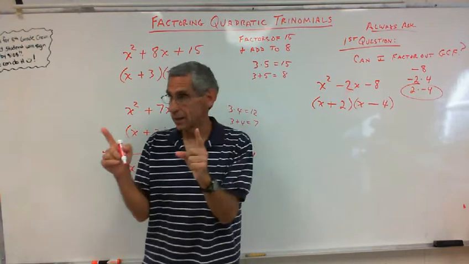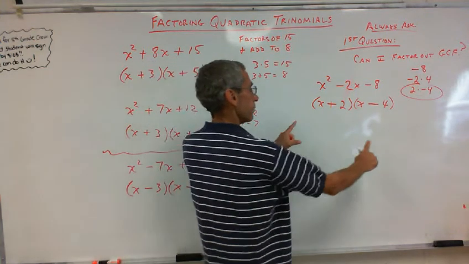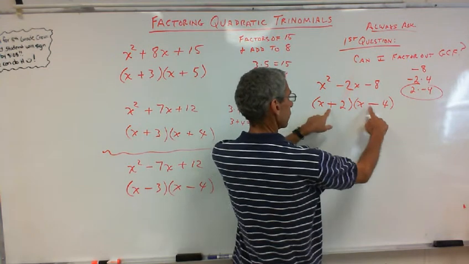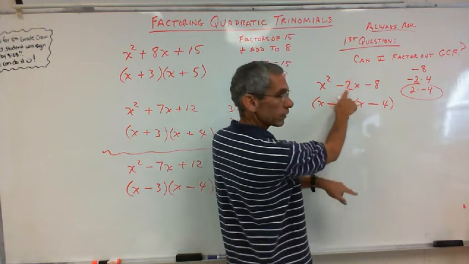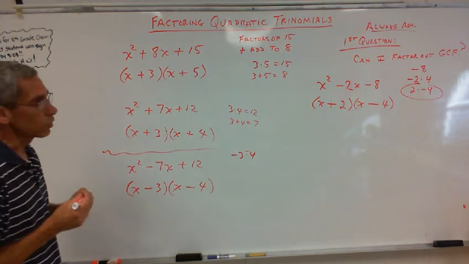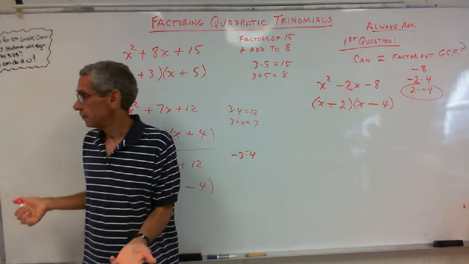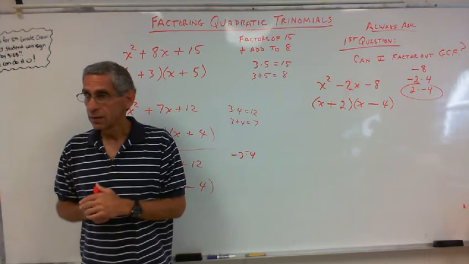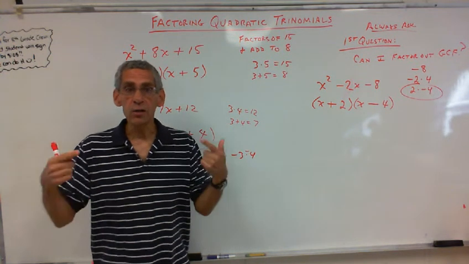And now I'm going to check it. Negative 4x plus 2x is negative 2x. That's correct, right? So they're really easy. They really are easy. But check your work each time.